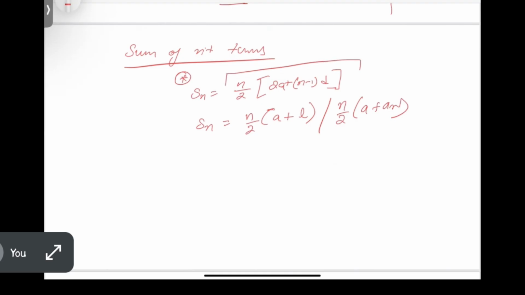Until and unless the last term or the nth term is given, I'll use that one. L is nothing but the last term. So if the last term is given, I'll be using this formula, but if it is not given, then I won't be using that.